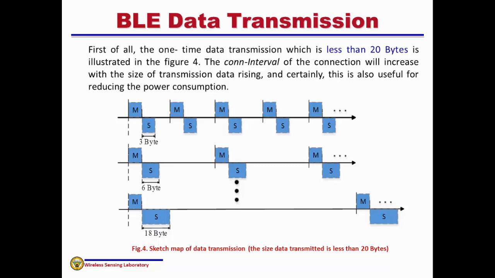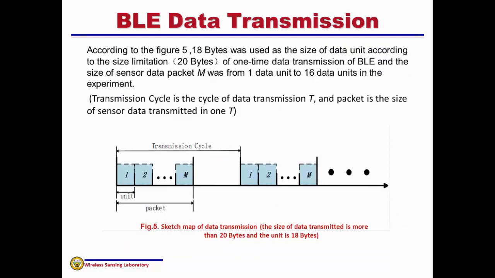And in this case, we can reduce the energy firstly, and then if we can transmit more data than 18 bytes, we have to transmit more units. So for every 1 interval or 1 transmission cycle, we can transmit multiple units as 1 package. So in this case, we're going to explore how the energy consumption would change if we increase the number M.